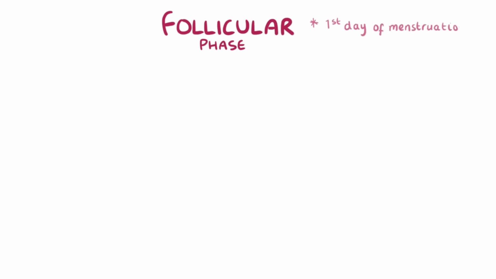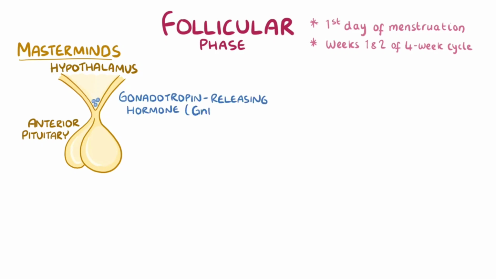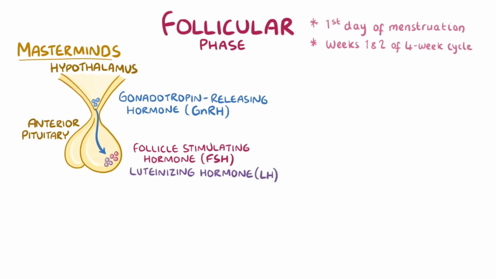So let's first focus on the pre-ovulatory period, starting with the ovarian follicular phase. This phase starts on the first day of menstruation and represents weeks 1 and 2 of a 4-week cycle. The whole menstrual cycle is controlled by the hypothalamus and the pituitary gland, which are like the masterminds of reproduction. The hypothalamus is a part of the brain that secretes gonadotropin-releasing hormone, or GnRH, which causes the nearby anterior pituitary gland to release follicle-stimulating hormone, or FSH, and luteinizing hormone, or LH.